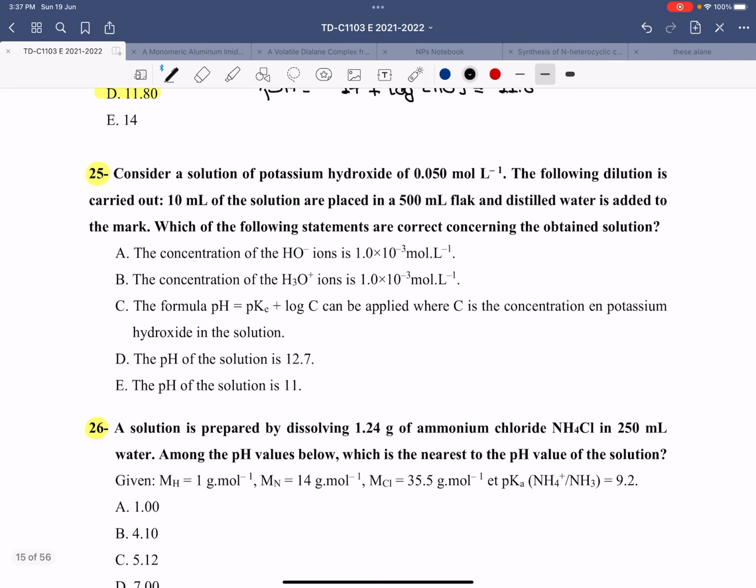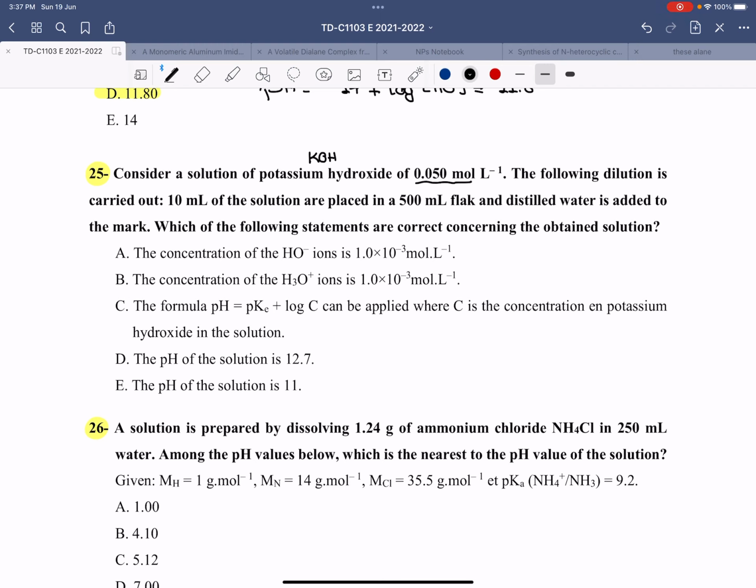Number 25. Consider a solution of potassium hydroxide. Same thing, but instead of sodium, we have potassium. So this is KOH. Again, strong base. If you don't know it, look, do you have the pKa given? The concentration is 0.05 mole per liter.